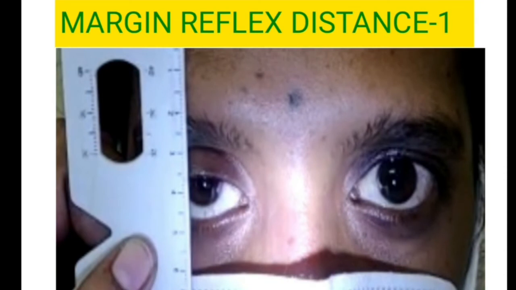The next is margin reflex distance or MRD 1, 2, 3. So what is MRD 1? That is the distance between the upper eyelid and the corneal reflex in the primary position. Okay, distance between upper eyelid margin to the corneal reflex in the primary position is margin reflex distance 1. So this will confirm the amount of ptosis also. That is one of the uses of MRD1.